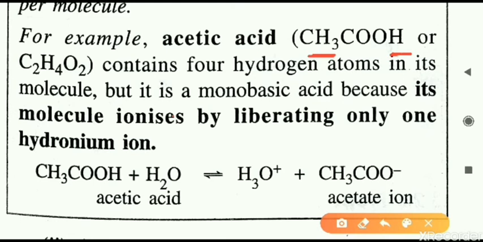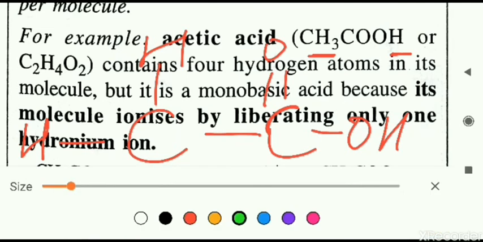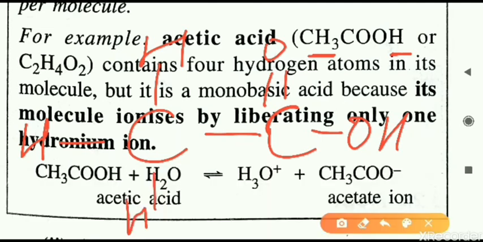Here the structure is such that the carbon atom is bonded to 3 hydrogen atoms. These hydrogen atoms are directly bonded to the carbon atom, not to oxygen, so they will not participate in any kind of chemical bond. This is the full bonding pattern I have made for you. You will learn this in class 10 only, in the last chapter, organic chemistry. This structure will come there.